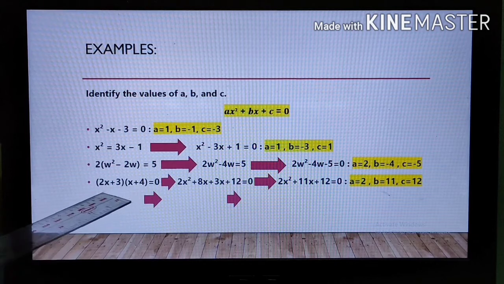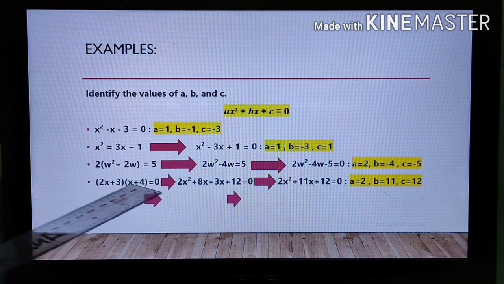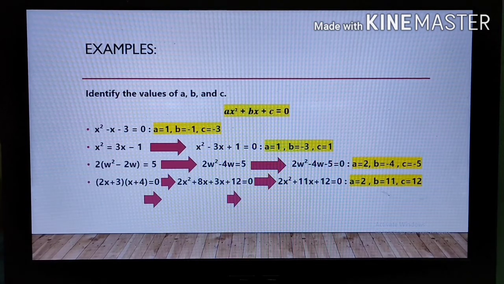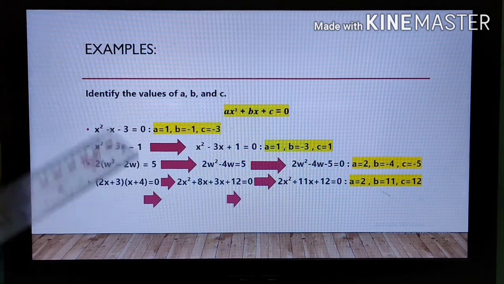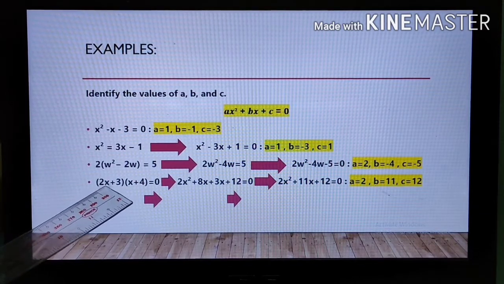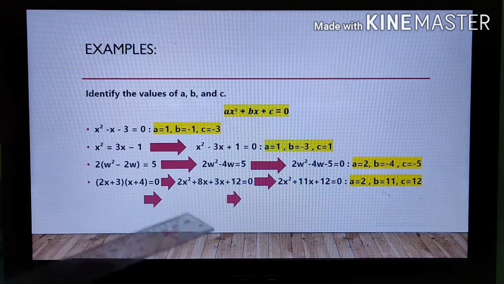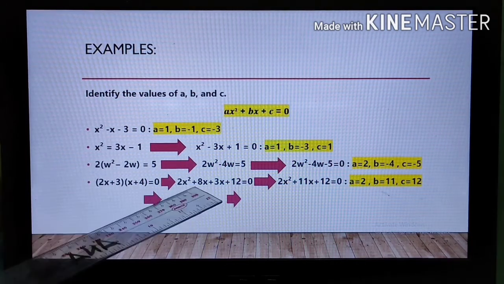Hindi pa siya nasa standard form. So, ang gagawin natin para ma-solve natin to, we will use FOIL method. So, multiply lang. Ito na hin natin. 2x times x is equal to 2x squared, di ba? Kasi x times x is x squared.